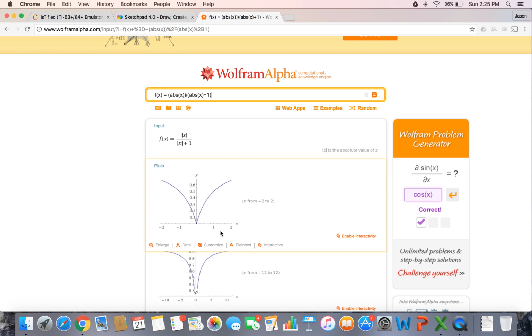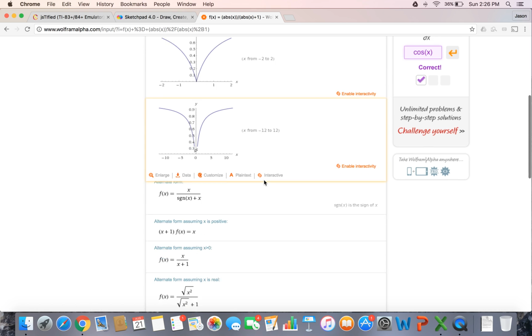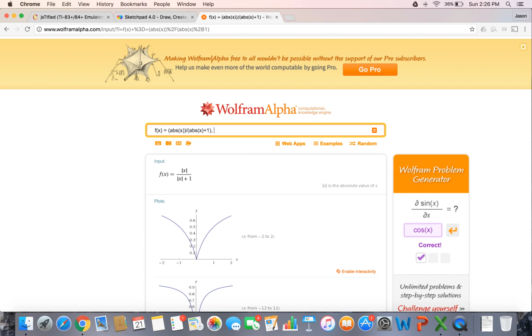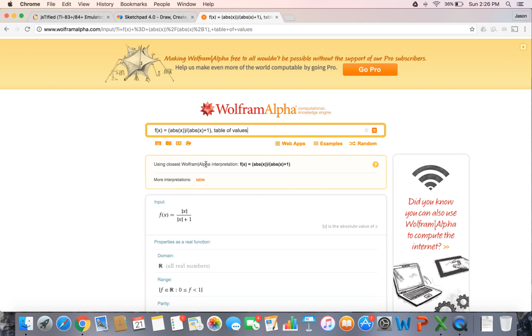But you get the same kind of graph, and you can see at 0.9, and you could maybe scroll out or make a table of values. I wonder if this gives you a table of values. I'm just seeing what that does. I don't even think it's going to recognize what I'm typing in, but we'll see. It might. Yeah, it doesn't understand what I mean by that.